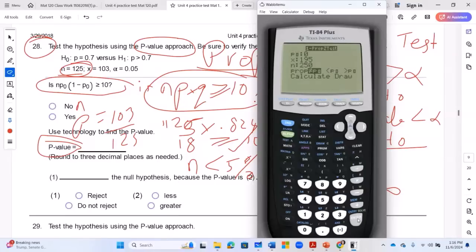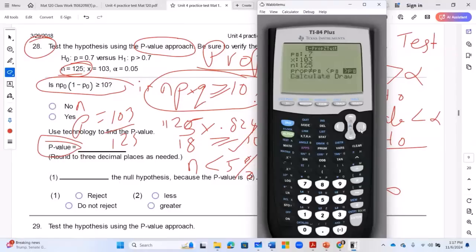It's asking me for the population proportion given to me, which is 0.7. The random variable given in this question is 103, and the sample size given to me is 125. What kind of test am I doing? I'm doing a right tail test, so I'll select right tail.